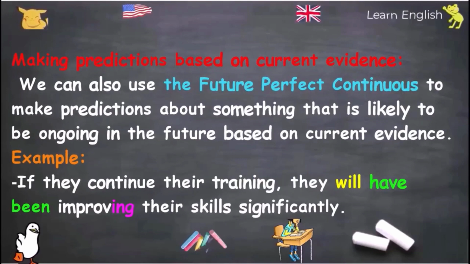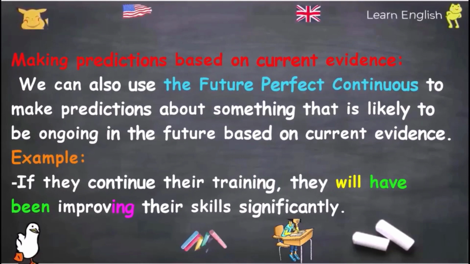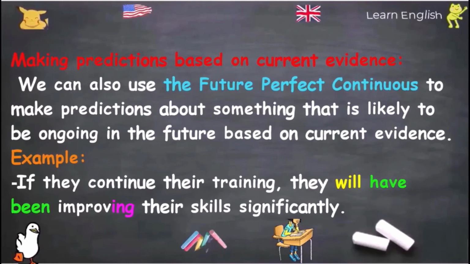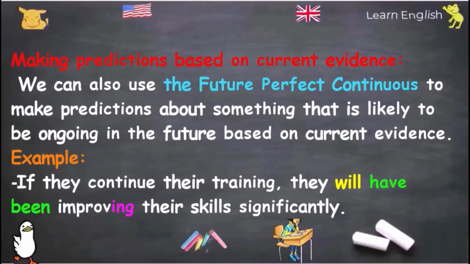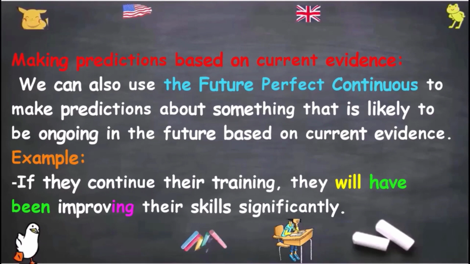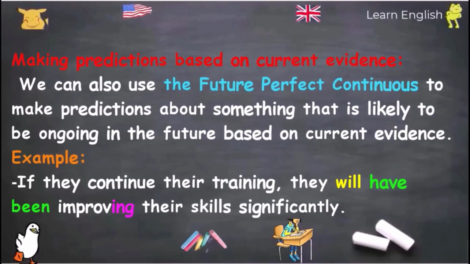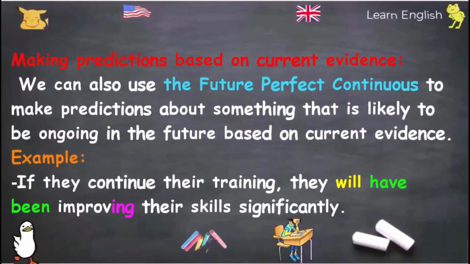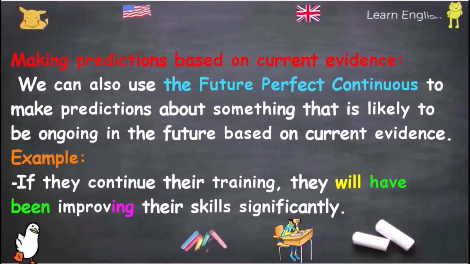Making predictions based on current evidence. We can also use the future perfect continuous to make predictions about something that is likely to be ongoing in the future based on current evidence. Example: if they continue their training, they will have been improving their skills significantly.